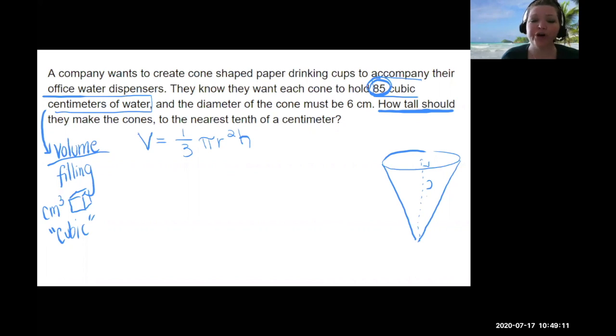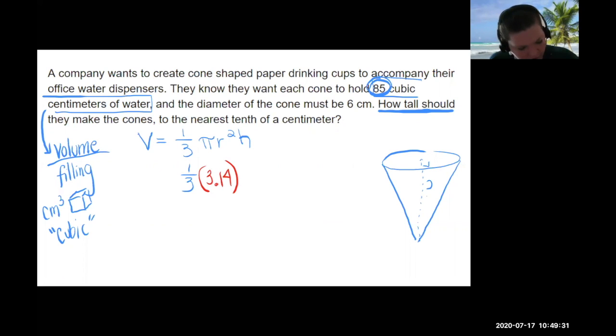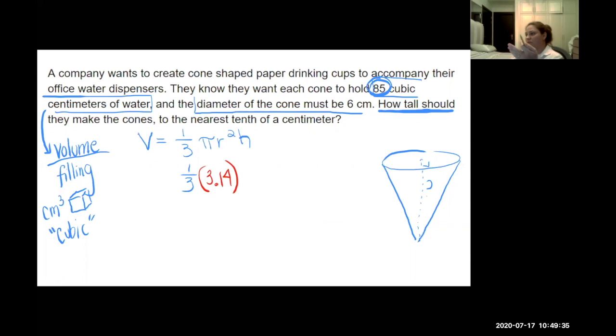What do we know? We know the 1/3, the pi, and the r squared. We know the 1/3. We know that, as we've been doing, pi is 3.14. And we know the r. Do we know the r? Kind of. We know the diameter, but we have to divide it by 2.